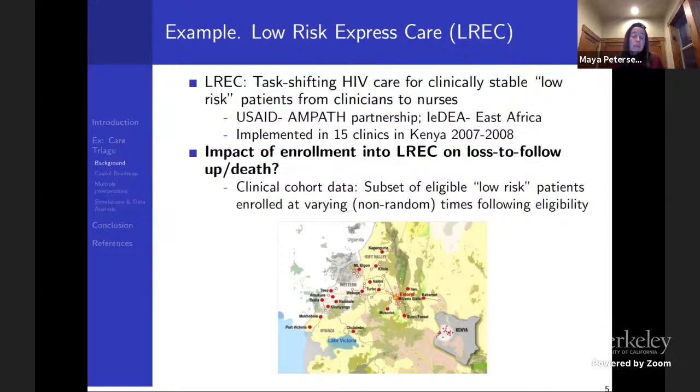So it was really unknown going into this. Was this beneficial? Was it harmful? The hope was that it did save resources, so at least it wasn't harmful, but maybe it was even beneficial. So the data available to evaluate this were really observational clinical cohort data, pulled from these 15 different clinics. And in these data, there were a number of low-risk patients that met these eligibility criteria, and they enrolled at different times following that eligibility, where at each time point, whether or not they enrolled was not random. It was at the discretion of themselves and the providers.